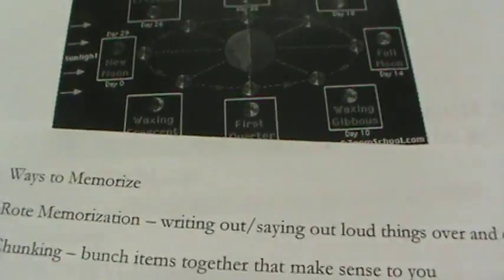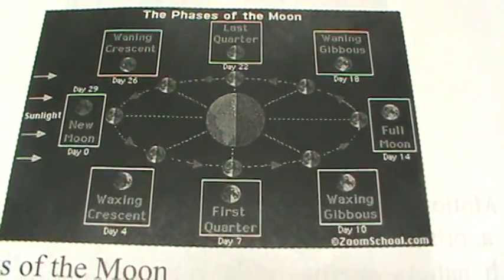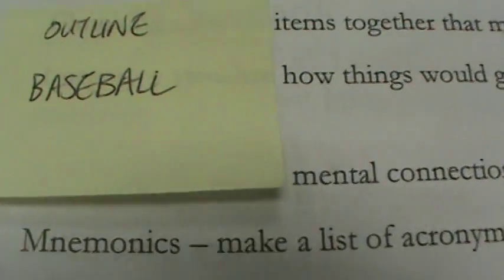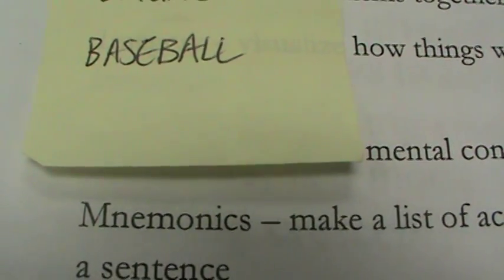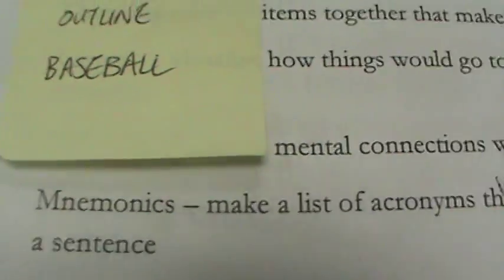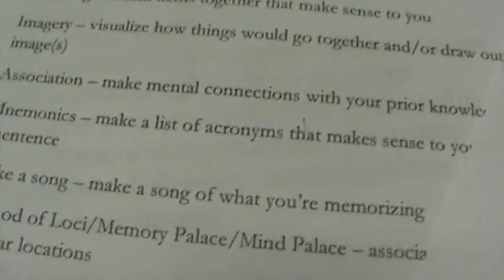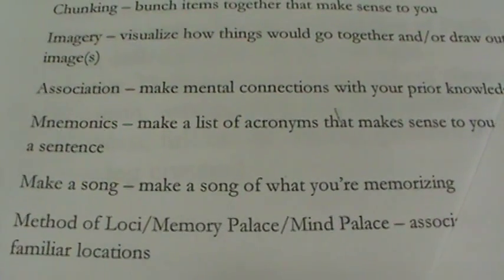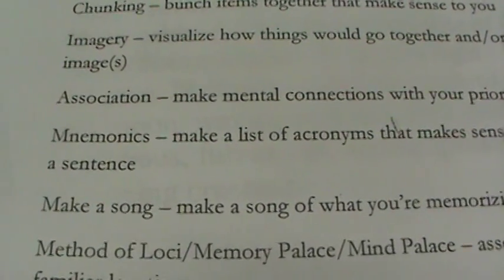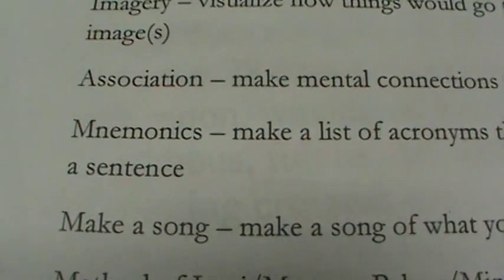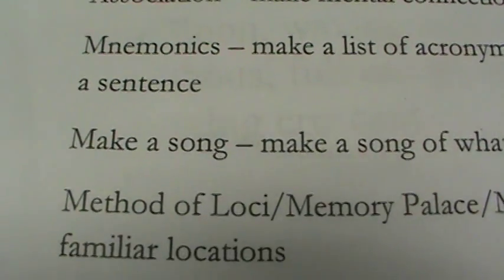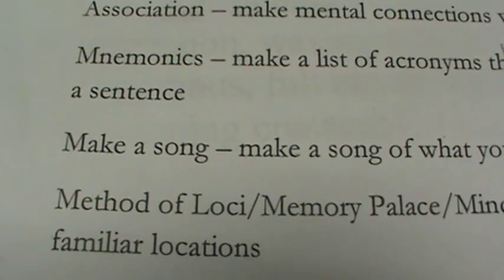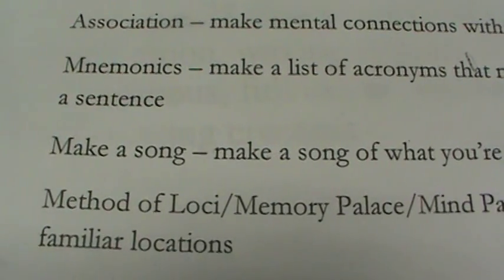Imagery, visualizing information like using pictures, drawing them out, that helps. Association, we watched a Bill Nye video on the baseball diamond, how Bill Nye equated the baseball diamond to the phases of the moon. We talked about mnemonics, making a list of acronyms that make sense to you in a sentence. So, Move 'em Jason, or My Very Eager Mother, Just the Best Nachos. We watched a bunch of songs on YouTube about the phases of the moon and of the order of the planets.